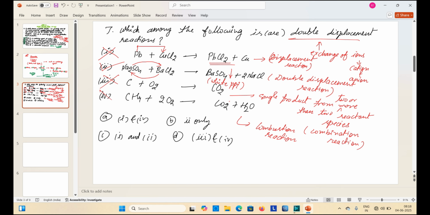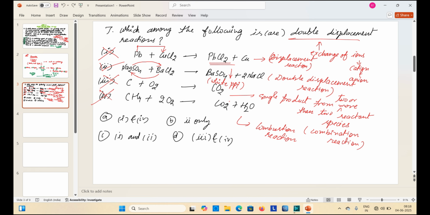So only the second reaction is one in which the exchange of cations and anions is taking place. Earlier, with this sodium, the sulfate anion was present, but in the product you are finding sodium with the chloride anion. So there is an exchange of anions taking place, and in this reactant there was the chloride anion with that barium, but in the product there is the sulfate anion. So the exchange of anions has taken place here.